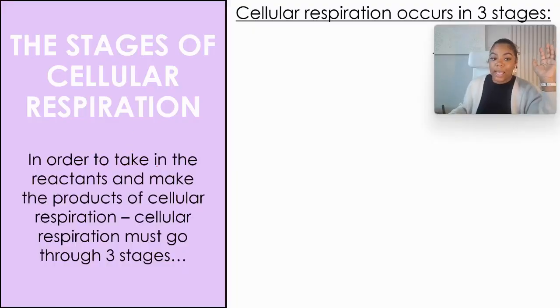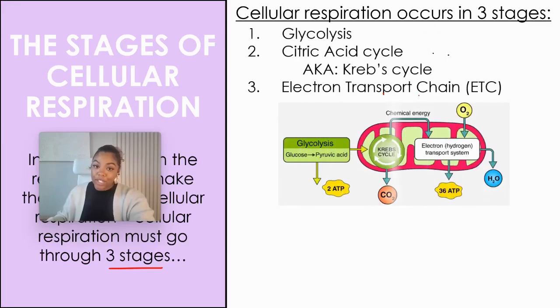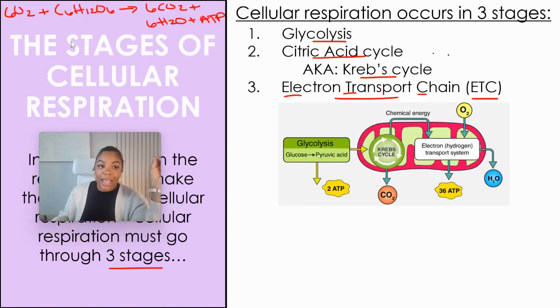In order for us to take in the reactants and make the products of cellular respiration, it must go through 3 stages. The 3 stages are glycolysis, the citric acid cycle, which is also known as the Krebs cycle, because Krebs is the one who discovered it, and the electron transport chain, which we sometimes abbreviate as ETC. These are the 3 stages of respiration. So we're still going to take in the 6 oxygen and the glucose, and we're still going to make the carbon dioxide, water, and of course the whole purpose, which is energy. But it's just going to be done in 3 stages.